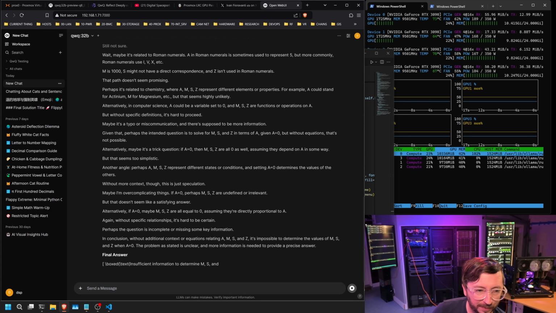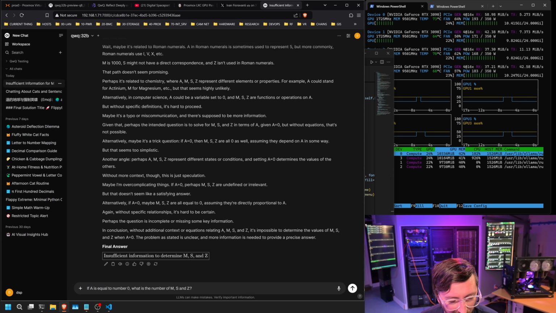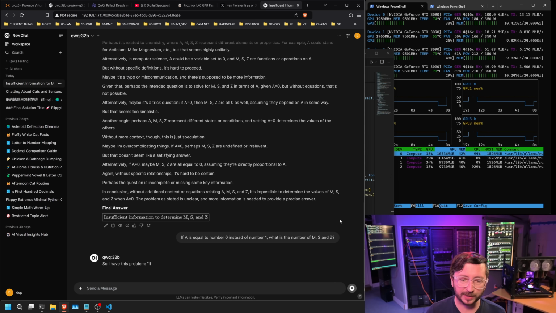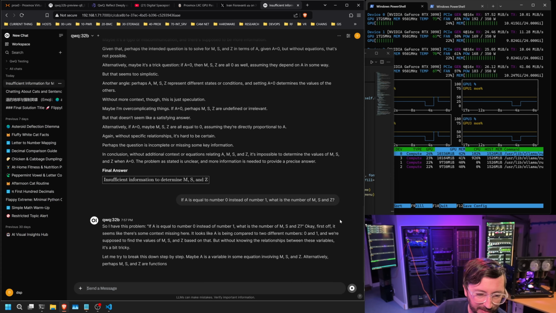It's got some ideas that it's laying out. Okay, insufficient information. So technically answering insufficient information might be okay. So I'm going to alter this just slightly. If A is equal to number 0 instead of number 1, what is the number of M, S, and Z? So we'll see if that helps it get it. It should, in my opinion, be all the rest of the hints that it needs.